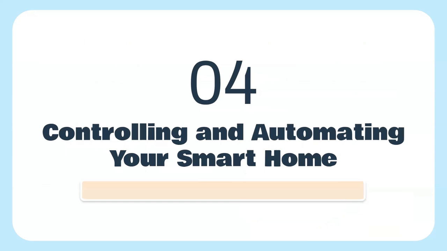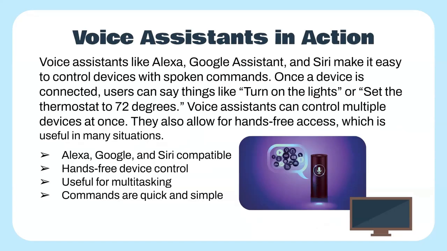So controlling and automating your smart home. Like we said, voice assistants like Alexa, Google Assistant, and Siri make it easy to control devices with spoken commands. Once the device is connected, users can say things like turn on the lights, set the thermostat to 72 degrees. Voice assistants can also control multiple devices at once. They also allow for hands-free access, which is useful in many situations. Basically, what I said in the last slide, voice assistants are very easy. They're one way to control your smart home.